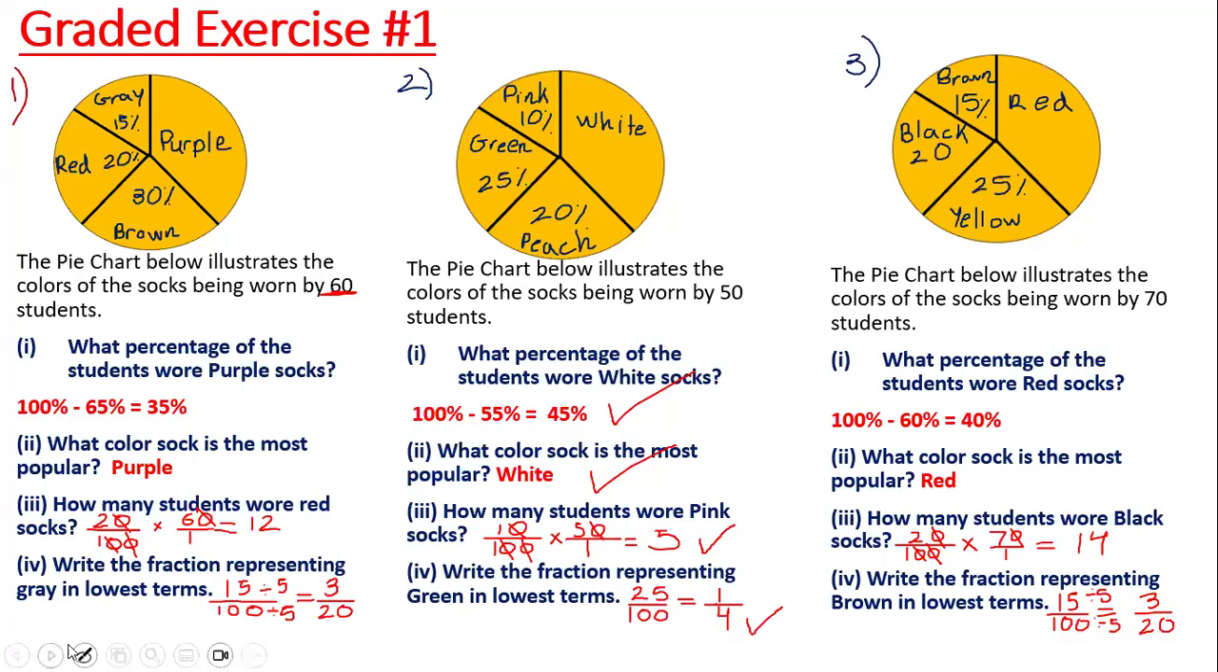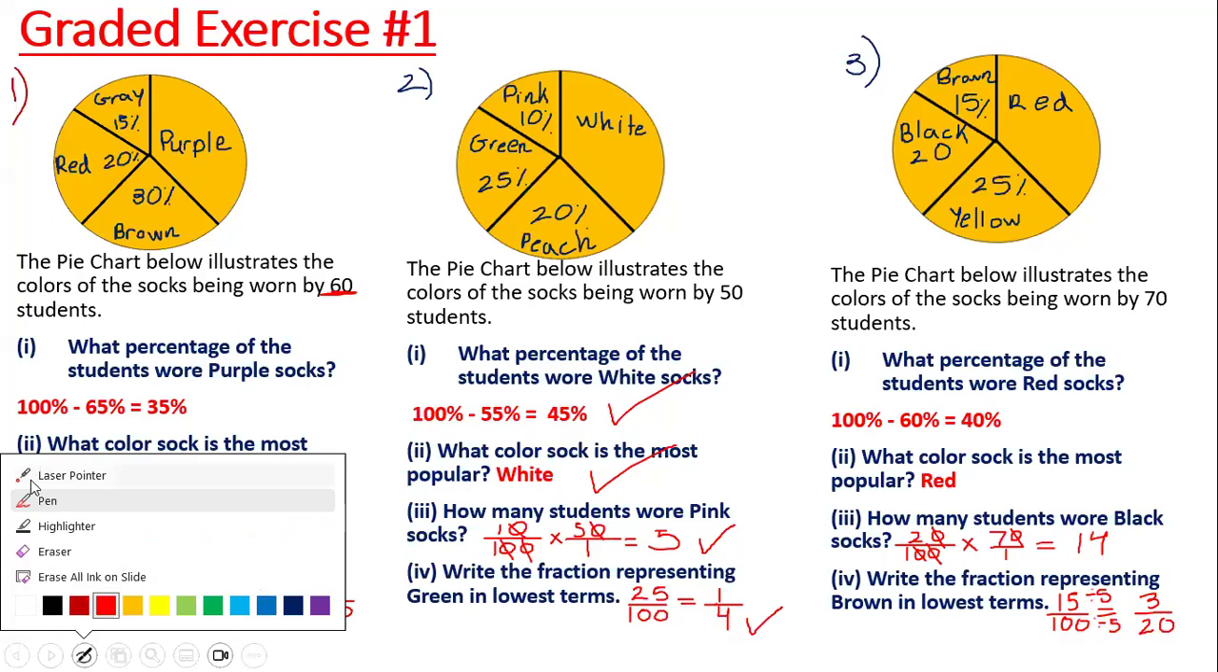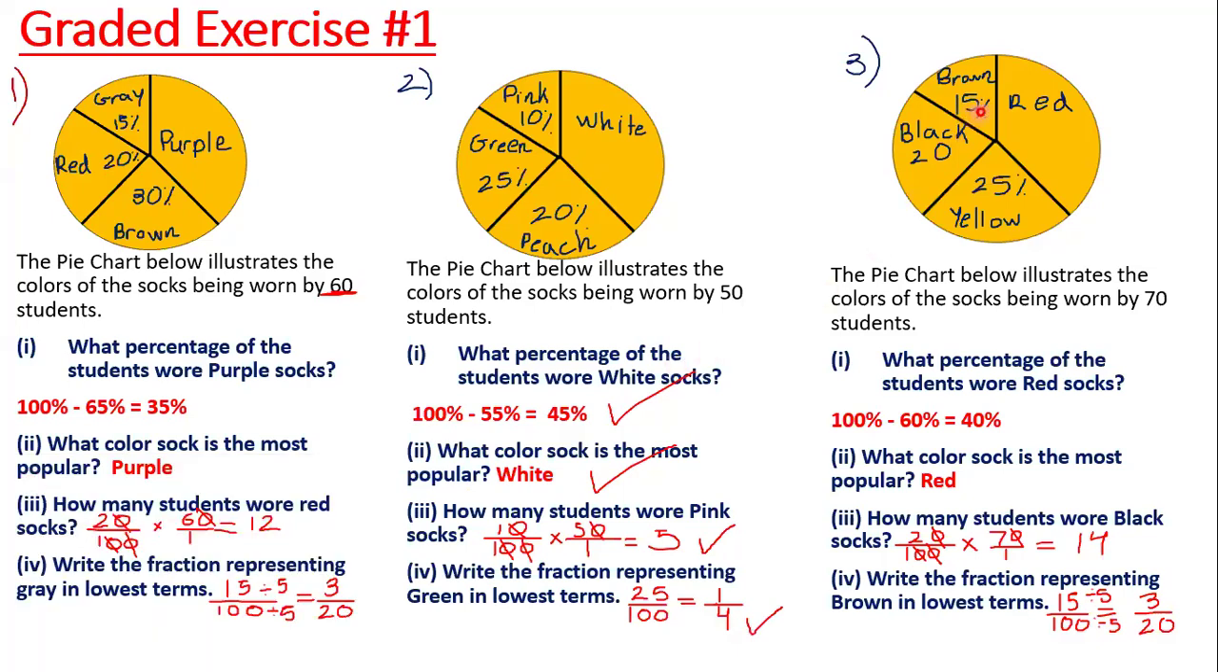Oh, it's 8 o'clock. Let me quickly do number 3. For number 3, we're gonna add 15%, 20%, and 25%. That sum is gonna be 60%. So we have 100% minus 60%, which gives us 40%. What color sock is the most popular? It's definitely gonna be red, because if you look here, red is 40%. There's nothing here that is greater than 40%. So red is 40%. That's the most popular one.